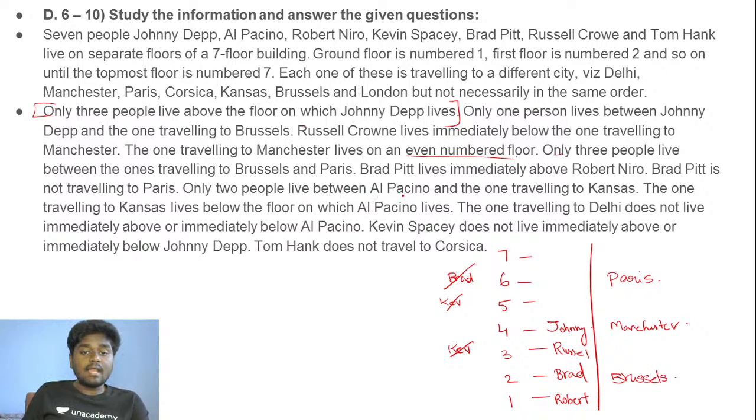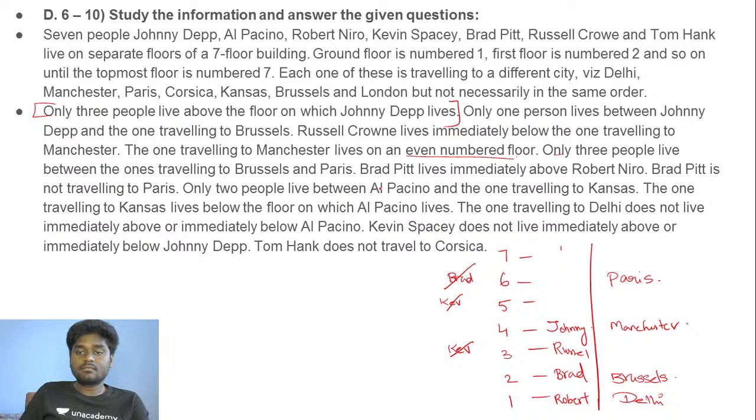And only two people live between Al Pacino and the one traveling to Kansas. And the one traveling to Kansas lives below the floor on which Al Pacino lives. And the one traveling to Delhi does not live immediately above or immediately below Al Pacino. So if that is the case, then Delhi should be here, that is the person traveling to Delhi. So Delhi should not be immediately above or immediately below Al Pacino, right? So for my safe zone, let me put Delhi here. Let's see whether this works.